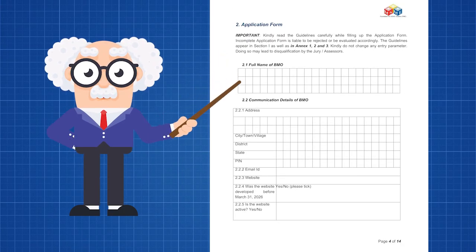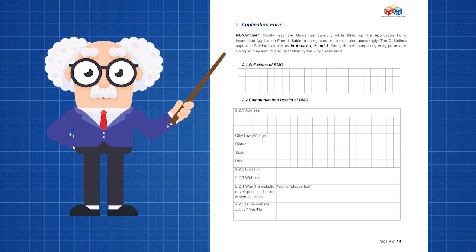Application form. Please read this important note first. Incomplete forms are liable to be rejected or evaluated as they are. Do not change any entry parameter or format of the form, as this may lead to disqualification. Let's now go point by point. Section 2.1. Here, write the full and complete name of your BMO, exactly as it appears on your registration certificate. Do not use short forms or abbreviations.